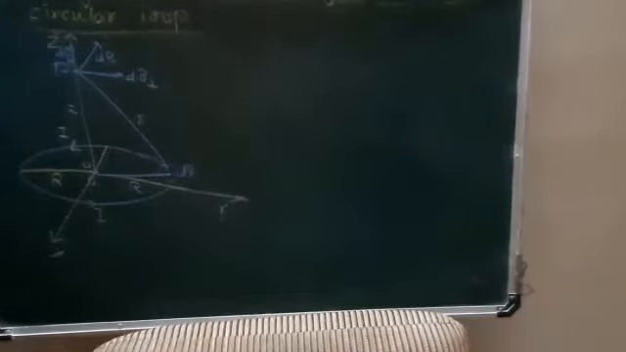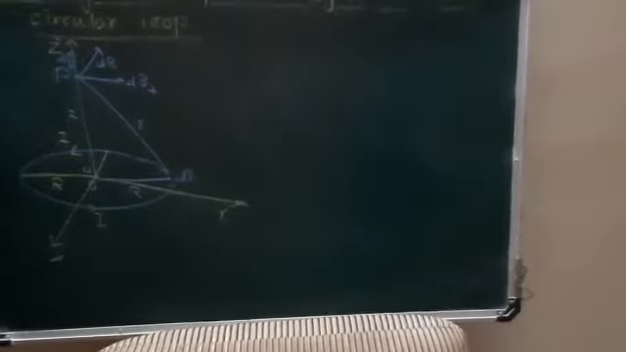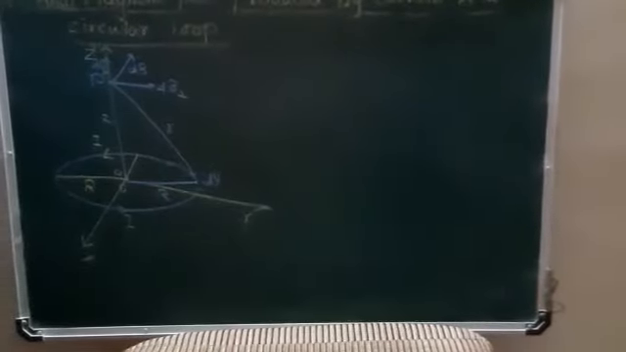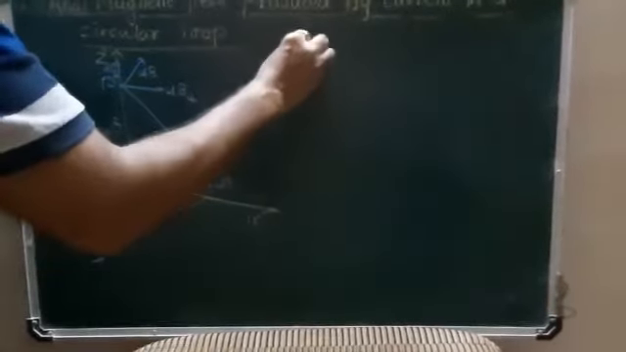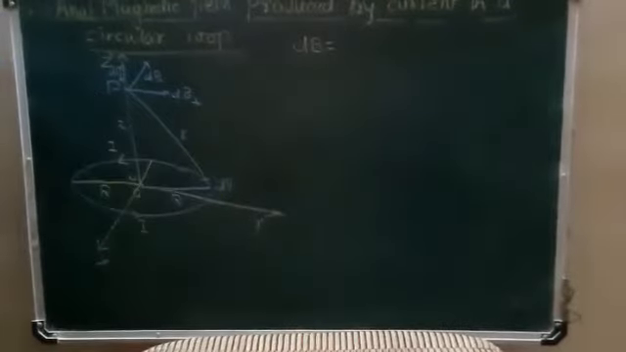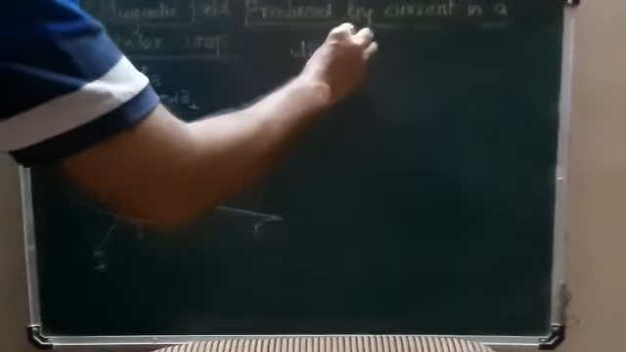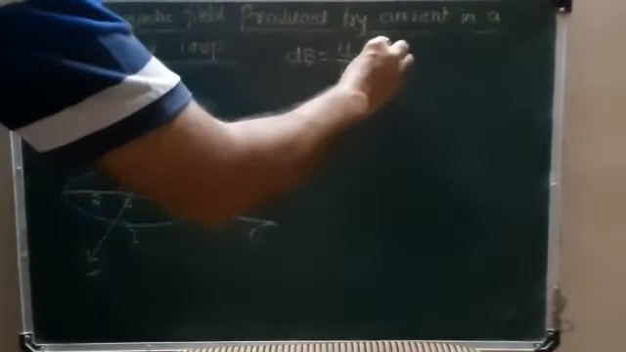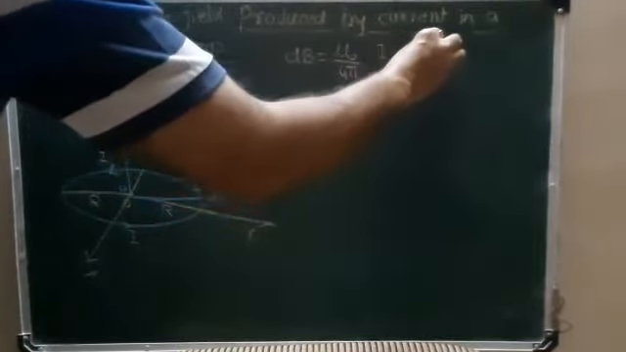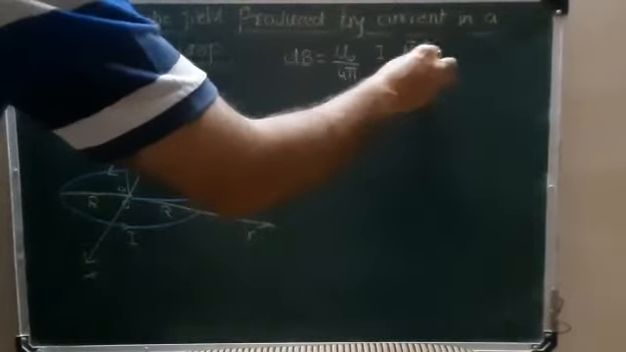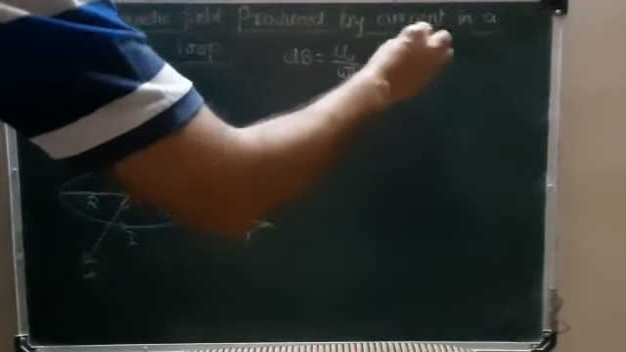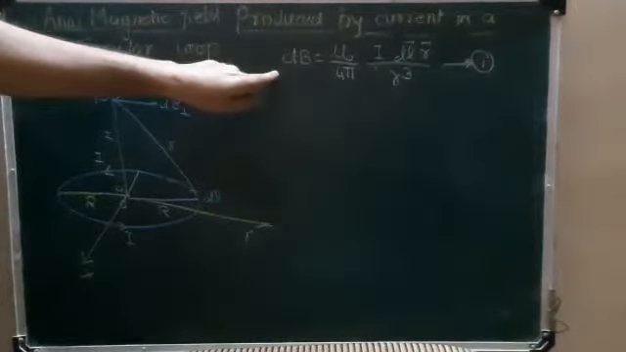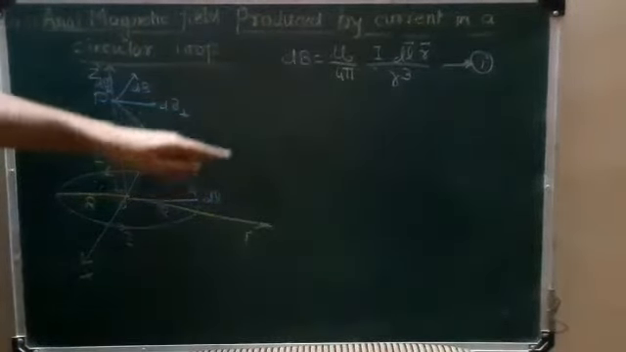Now, we have to determine the magnetic field of induction. The magnetic field of induction at point P will be dB, and that is dB equal to mu 0 upon 4 pi, I dl cross r, upon r cube. Call this equation number 1. This is the magnetic field of induction at this point.